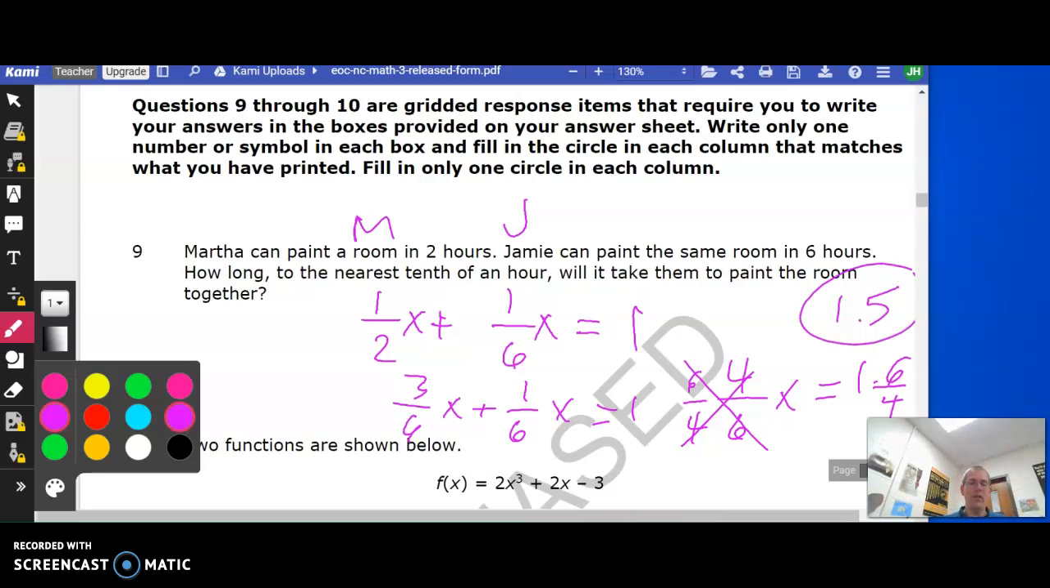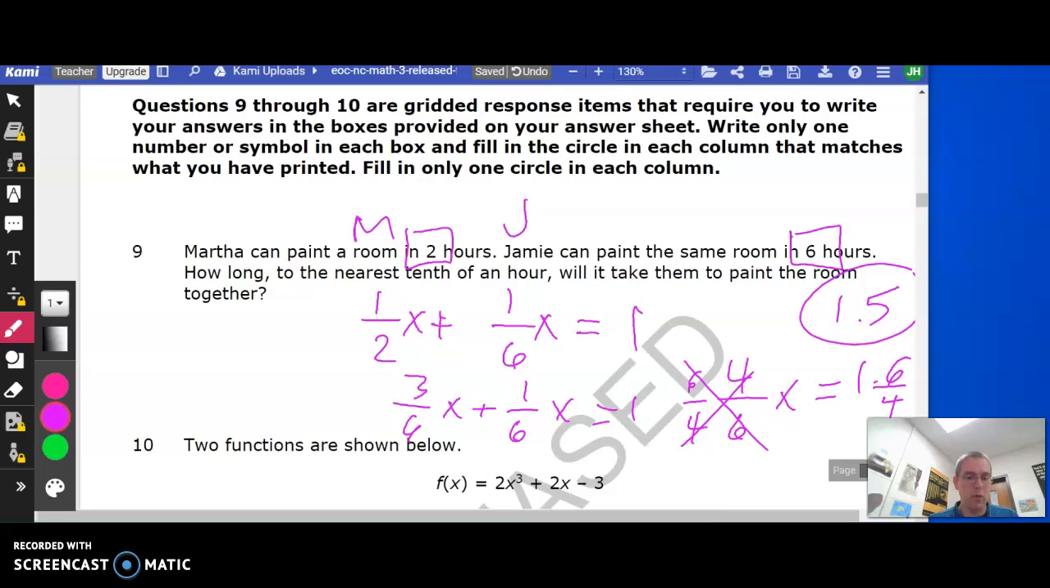Now, when I do these, I always check and make sure my answer is reasonable. If Martha gets the room done in 2 hours and Jamie gets it done in 6 hours, clearly if they work together, if Jamie's doing any good whatsoever, it should get done a little bit faster than the faster person, Martha, would on their own. So that seems like a very reasonable answer.